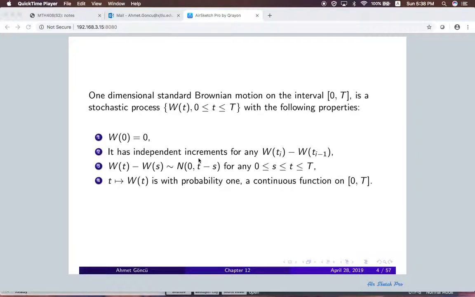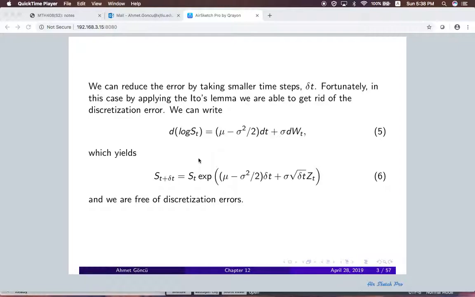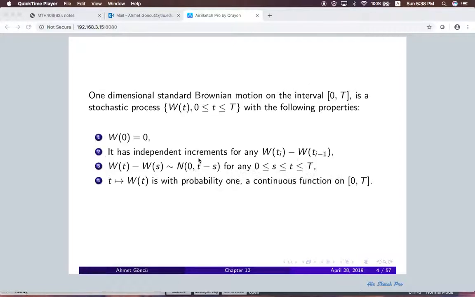So there are basically four defining properties for the Brownian motion process, because remember here we can use this analytic solution in our simulations, for example, for option pricing purposes. And in order to do that, we need to first understand the main properties of the Brownian motion. Here we are talking about the one-dimensional standard Brownian motion. It always starts at 0.